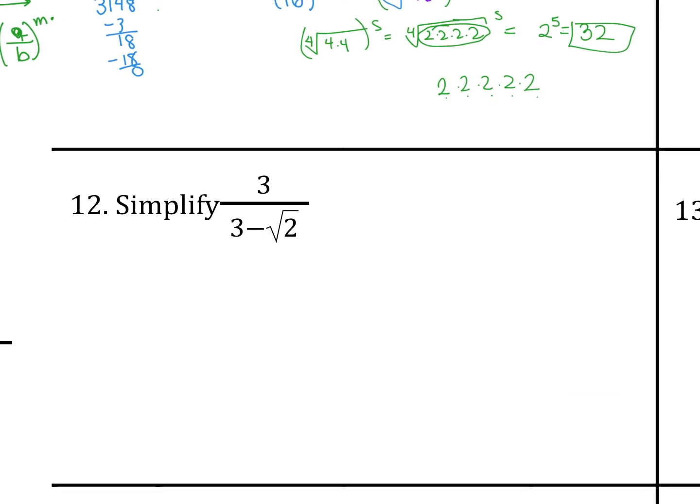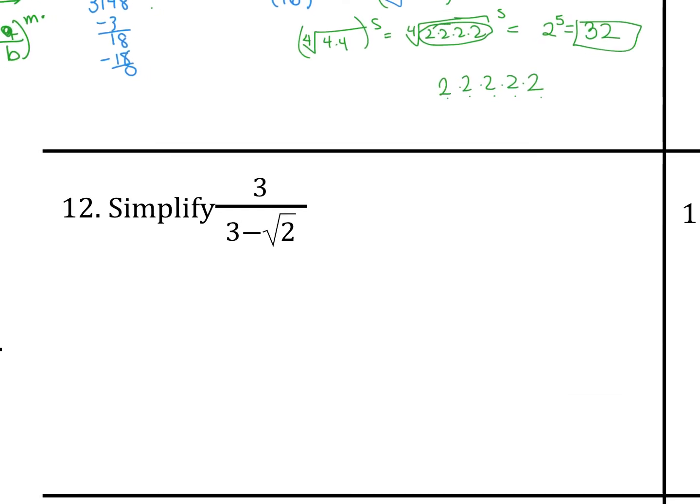Number 12. So we have 3 over 3 minus square root of 2 when we need to simplify. So this is one where we can't just multiply by square root of 2. We have to multiply by the conjugate. The conjugate has the same term, but the opposite sign in the middle. So we're going to multiply by 3 plus square root of 2 over 3 plus square root of 2.